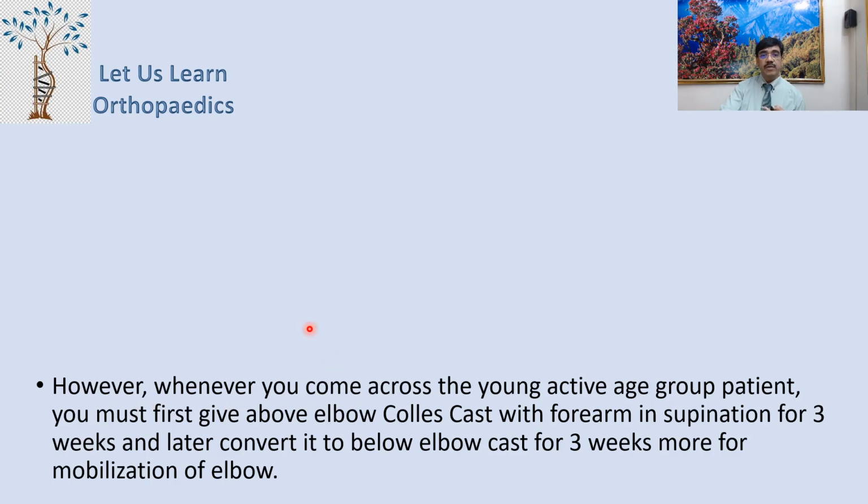Now, whenever you come across a young active age group patient with a Colles fracture, you must first give the above elbow Colles cast with the forearm in supination for 3 weeks, and later convert it to a below elbow cast for 3 weeks more for mobilization of the elbow joint. Giving the above elbow cast with the forearm in supination will prevent redisplacement of the fracture inside the POP cast.